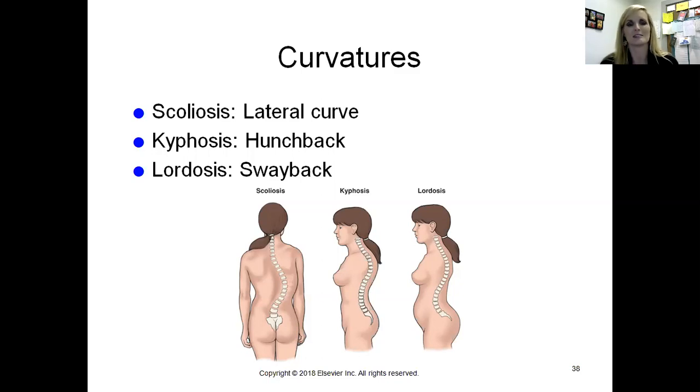Kyphosis is hunchback, so that's when your thoracic vertebrae are a little bit too curved and go a little bit too far to the back. And lordosis is sway back, meaning those lumbar vertebrae are protruding a little bit too far to the front. So we're seeing disorders of that natural curvature of our vertebrae. Those are a couple examples.